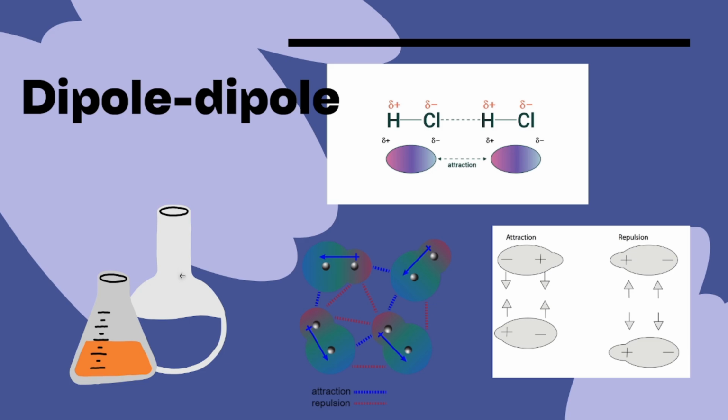This is a covalently bonded molecule where the hydrogen is partially charged to be less electronegative, since it is sharing its electron with chlorine. The chlorine is partially charged to be more electronegative. The dipole-dipole interactions in this molecule will, of course, occur between the electropositive hydrogen and the electronegative chlorine.